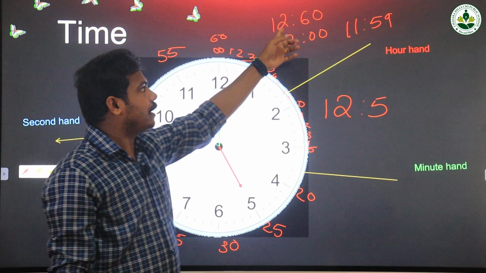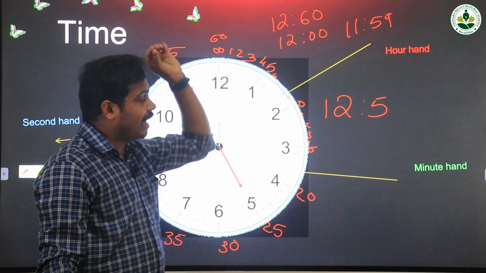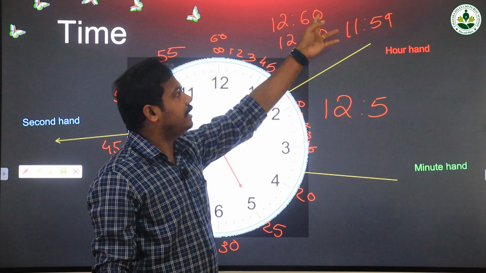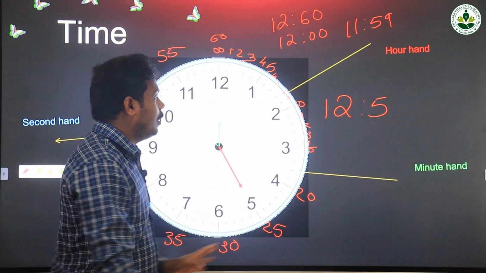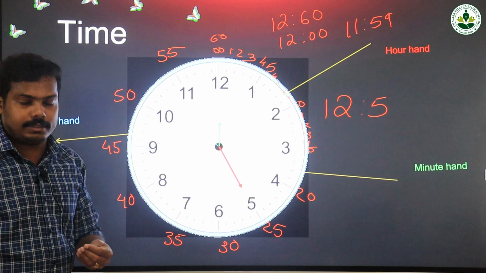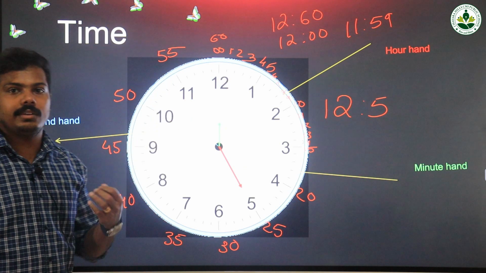How do I write 12 o'clock? Because the hour hand and the minute hand are on 12. So we are not writing 12:60, it is 12 o'clock. But if the hour hand is on 1 and the minute hand is on 12, it is 1 o'clock.